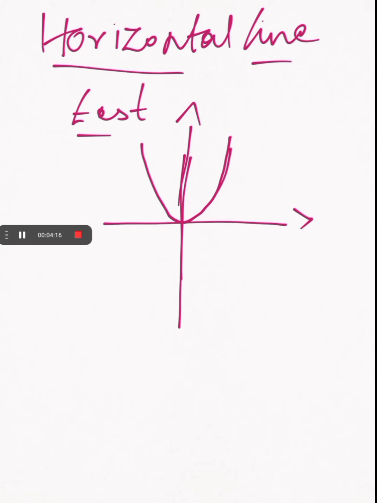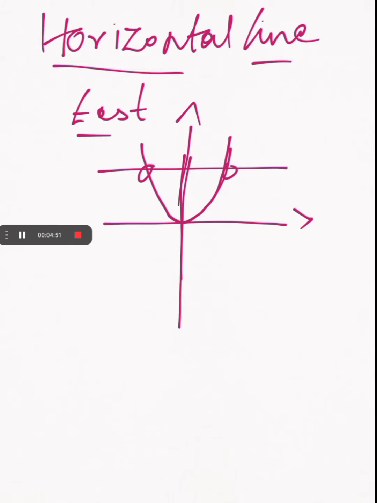We need to identify whether this function graph is a one-to-one function or not. For this, we use the horizontal line test. Horizontal line means we draw one horizontal line here. The line will intersect in 2 points, right? Only if the line intersects in only one point is the graph called a one-to-one function. Here the line intersects in 2 points, so this is not a one-to-one function, but this is a function.